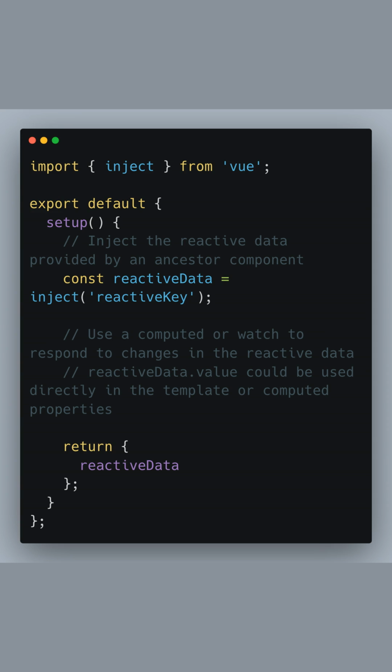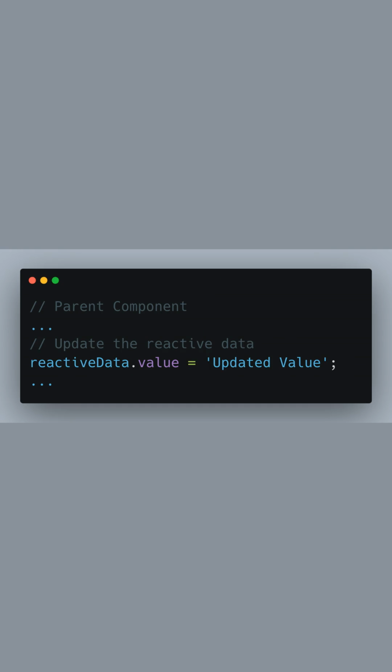This is because, when using ref, the actual value is stored within a value property on the returned object. Any updates to this reactive data from the parent component will now automatically be reflected in this component, thanks to Vue's reactivity system. Now, back in the parent component, let's say we update our reactive data to 'updated value'.